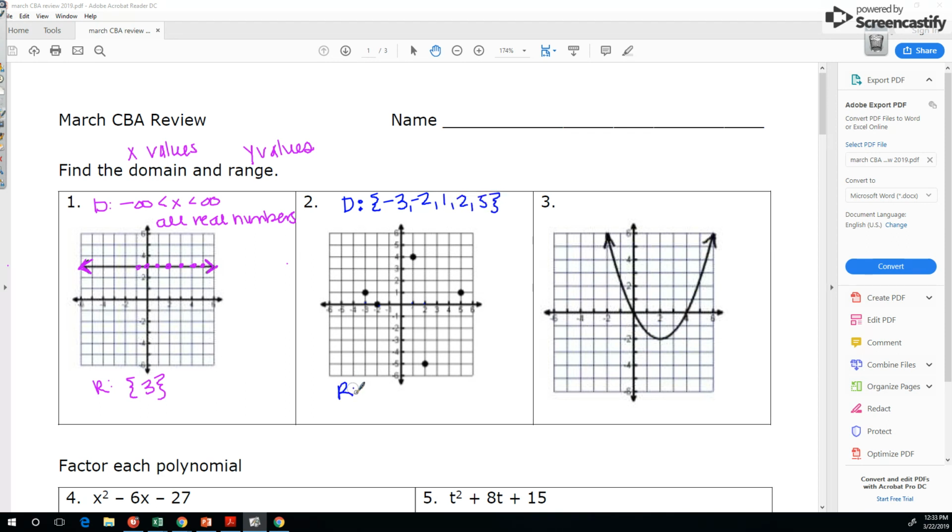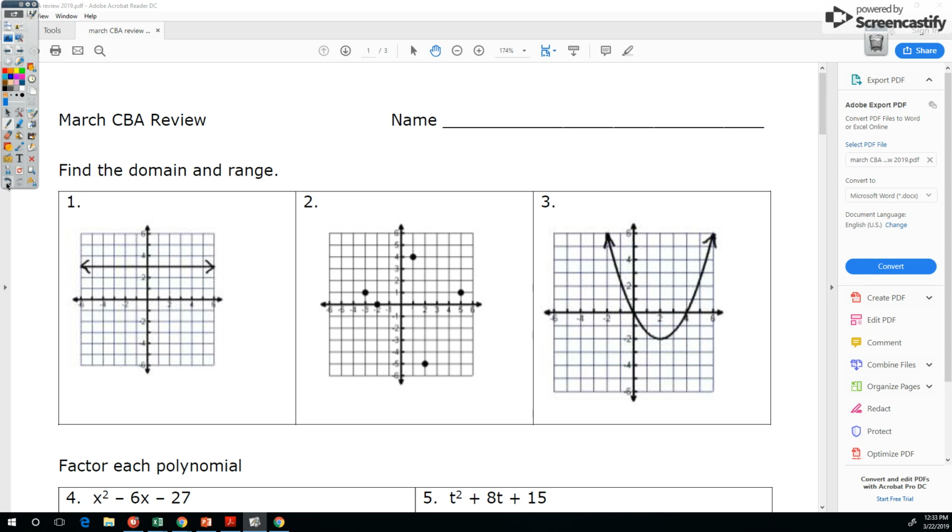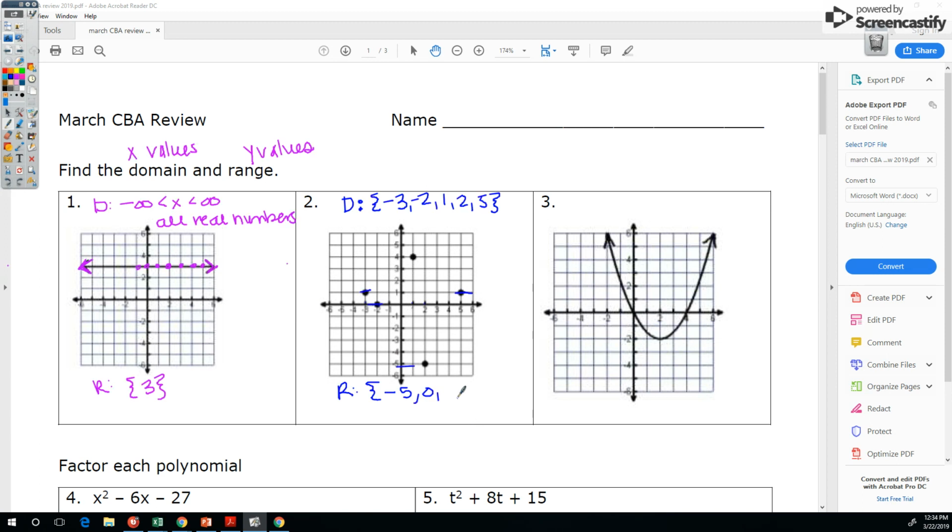And for my range, same thing. I'm just listing from negative to positive, or from lowest to greatest, least to greatest. What am I saying? Negative 5. Then I have 0. I have 2 that are at 1, so I'm just going to write that one time. Okay, 1, and then 4. It's okay that I have 5 domain values and 4 range values.